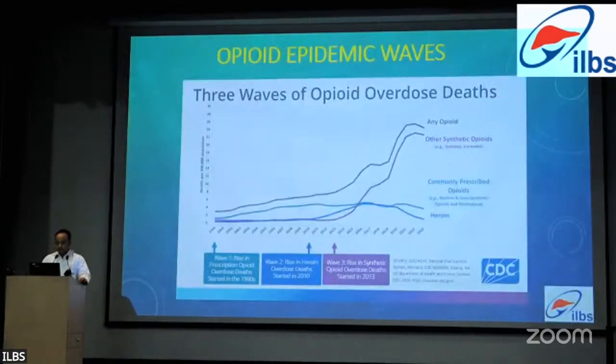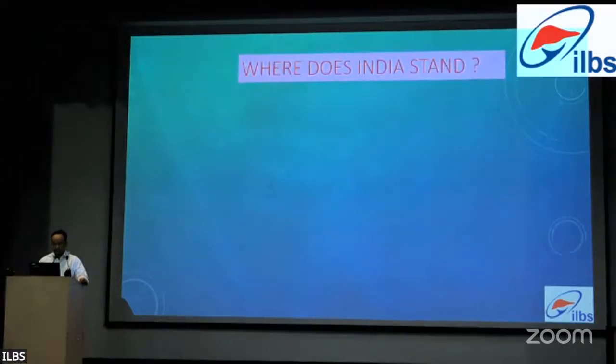The opioid epidemic has evolved through three waves, and these waves are overlapping, creating epidemics within epidemics. The first wave started in the 1990s and was due to the overprescription of opioids. Then the second wave evolved from 2010 to 2013, due to the rise in heroin overdose deaths. And the third wave began in 2013, due to the rise in synthetic opioids, mainly fentanyl. So now the important question is, where does India stand?